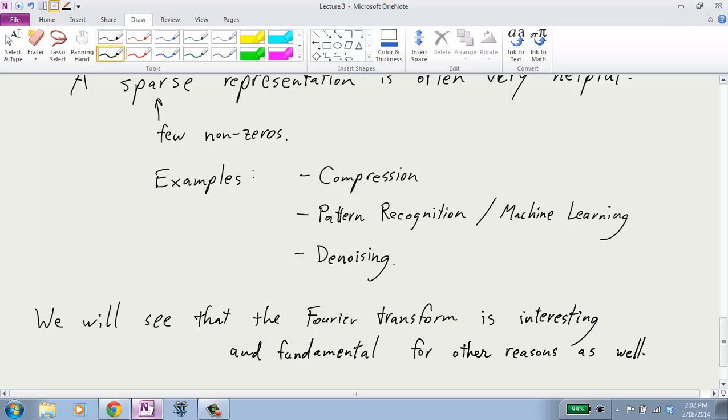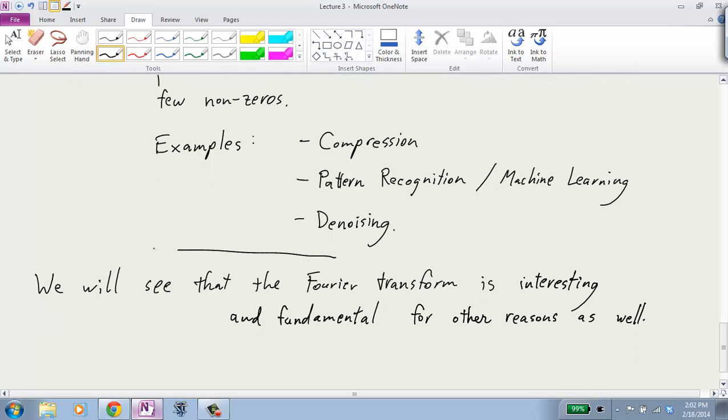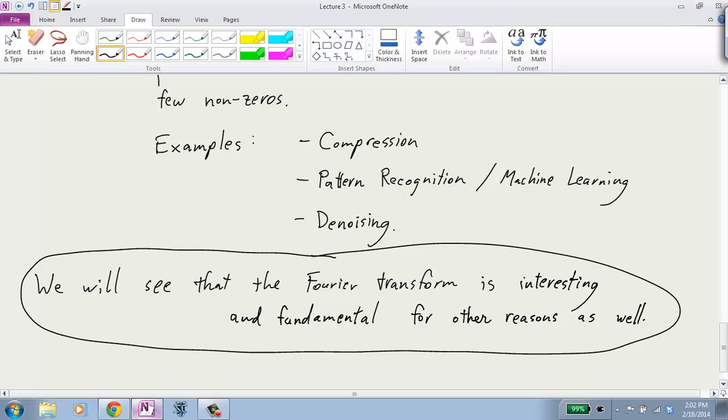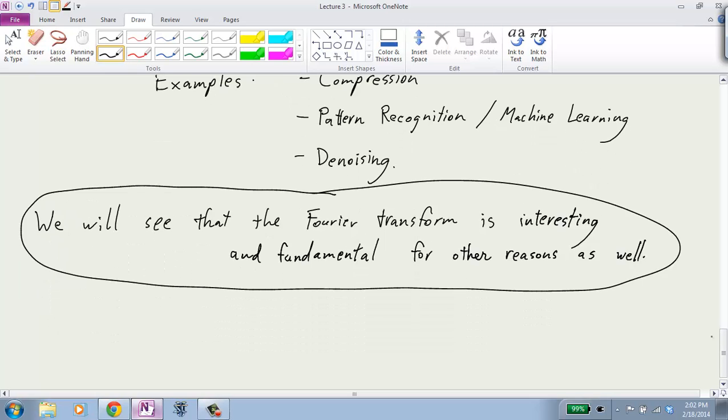But we will see that the reason we're so focused on the Fourier transform, and that it's so broad in application, is that it has other important reasons aside from sparsity why it's the right way to look at your signal for certain problems, in particular for control problems. So that's things to come over the next several weeks. Hopefully you'll gain an appreciation of why the Fourier transform is the right transform for many applications.